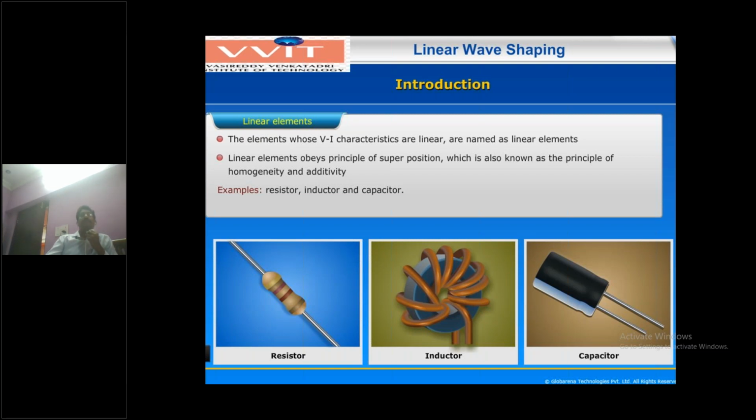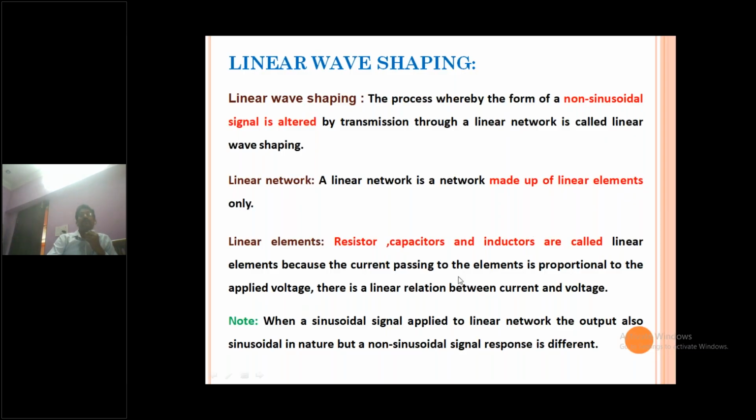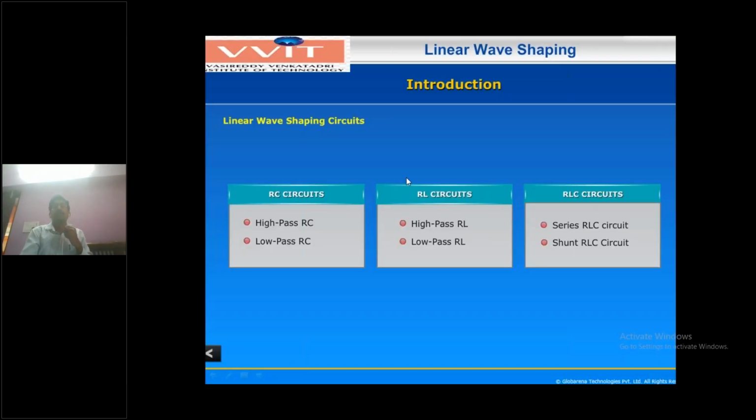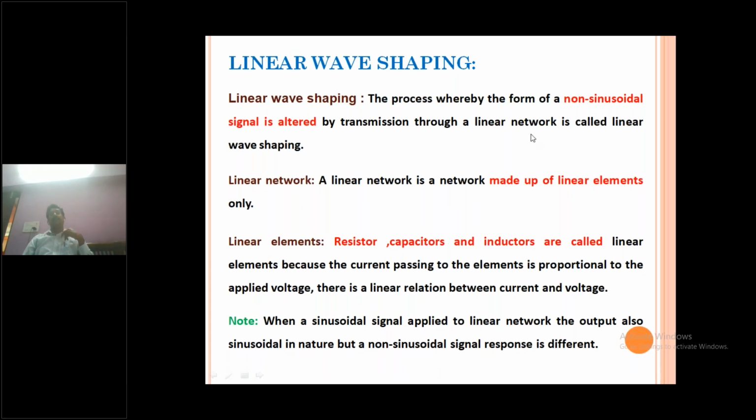And similarly, the VI characteristic is linear: V is proportional to I. These are the linear elements. And next, what is the linear wave shaping definition? The process whereby the form of a non-sinusoidal signal is altered by transmission through a linear network is called linear wave shaping. And a linear network is made up of linear elements, resistor and capacitor. These are linear elements because the current passing through them is proportional to the applied voltage.